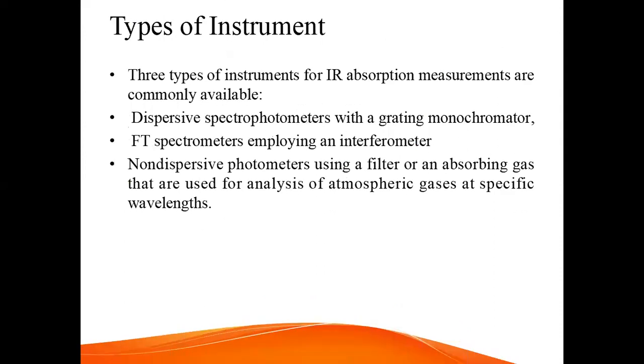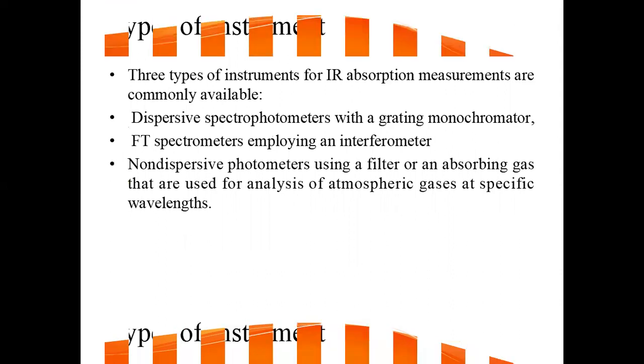Types of instruments. Three types of instruments for IR absorption measurements are commonly available: dispersive spectrophotometers with a grating monochromator, FT spectrometers employing an interferometer, and non-dispersive spectrophotometers using a filter or an absorbing gas that are used for analysis of atmospheric gases at specific wavelengths.